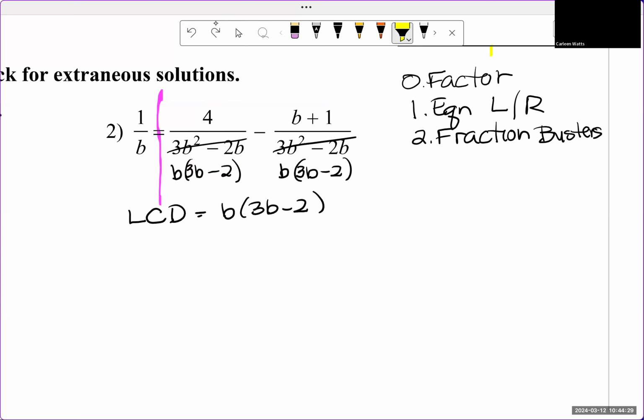So what am I going to do with b times 3b minus 2? Combine it? Ooh, we're going to leave it in factored form. Okay, look at number one. What am I going to do with my least common denominator? I am going to multiply.